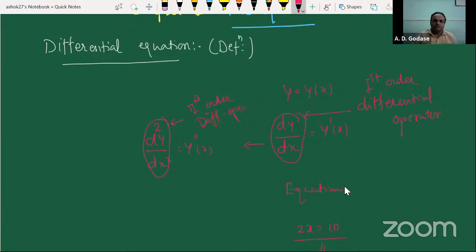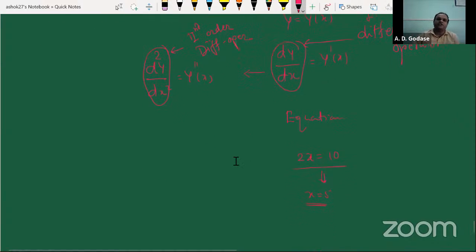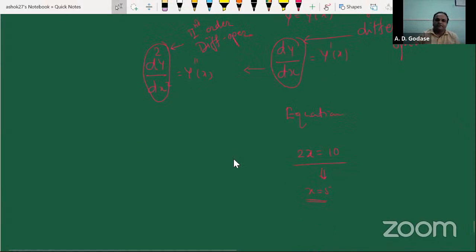In a similar way, if you differentiate this n times, you get the n-th differential operator, and that is the n-th derivative of y with respect to x. So this is the nth order differential operator. So what is a differential equation?